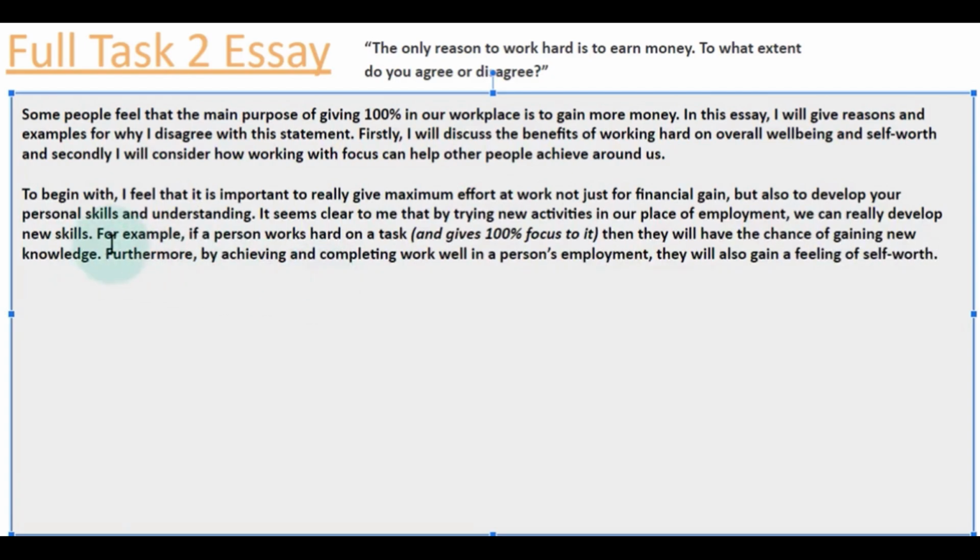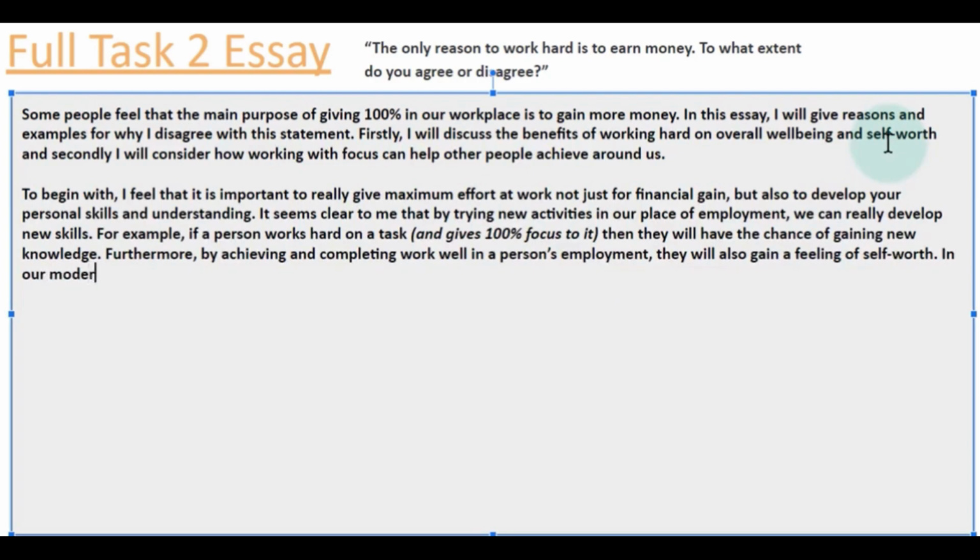Okay, let's read this back. So we're on to my second point of supporting paragraph 1, which is talking about self-worth and well-being. So not just for money, but working hard at work, in our employment, can just make us feel good. Maybe being part of a community is something else that we could say too. Furthermore, by achieving and completing work well in a person's employment, they can also gain a feeling of self-worth.